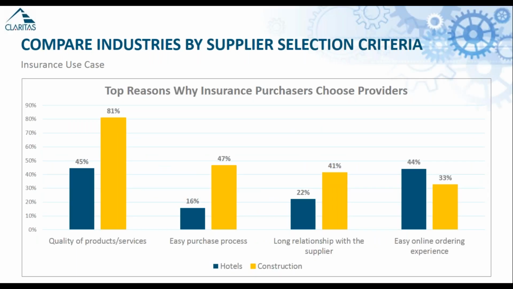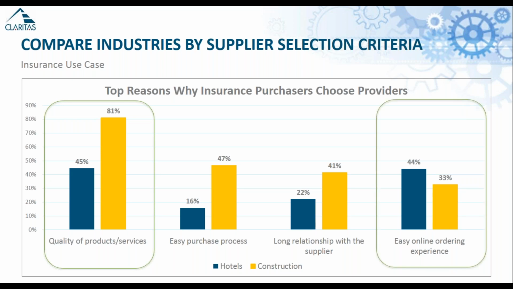And I want to share one more slide with you too. This talks about the top reasons why people choose providers. I didn't share price because everybody knows price is king, right? But there are a lot of differences on why people choose their provider. You'll notice in construction and hotels, for the quality of products and services, it's a pretty big disparity on how they choose to purchase. Similarly, if you look to the right-hand side, hotels are more about the easy online ordering experience. So understanding how they work is key.